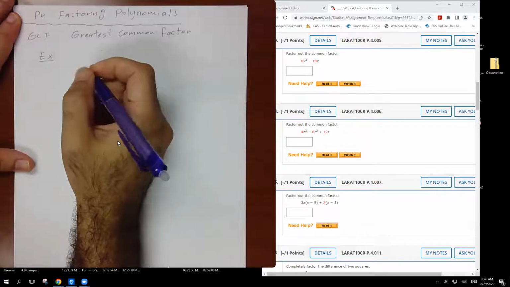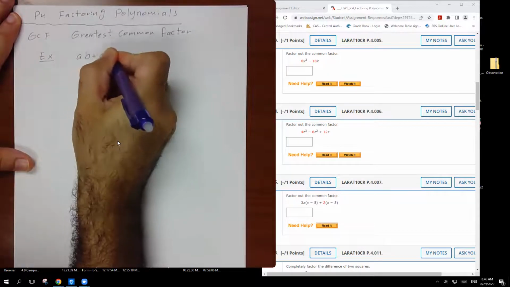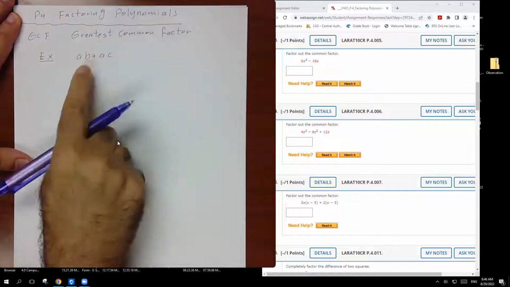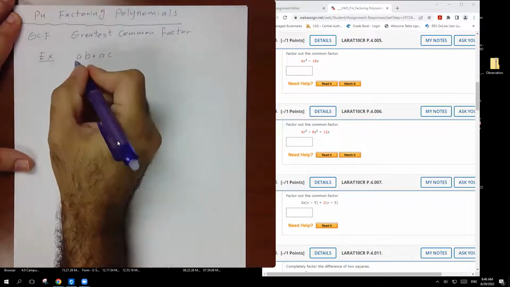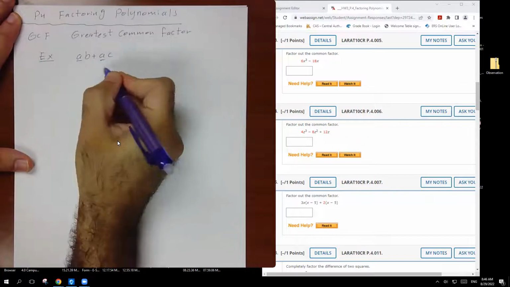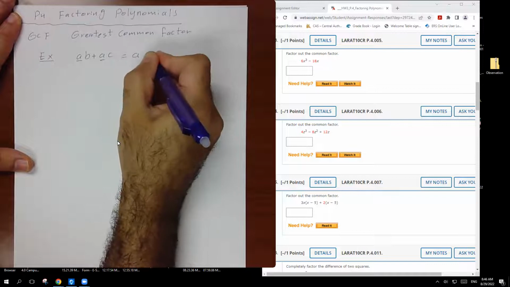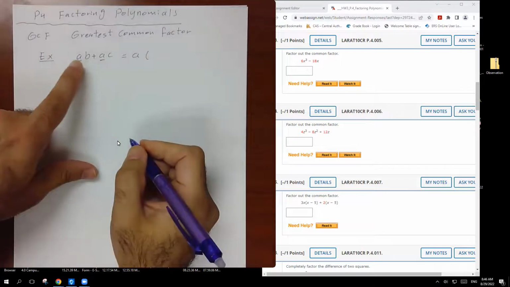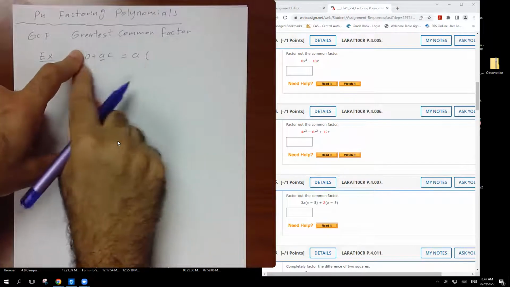If you have AB plus AC, this is a binomial, two terms. What's the common between these two terms? The common is A, it exists in these two terms. So I'm going to factor the A out. Now, if you take this A out, what's left from this side is just the B.